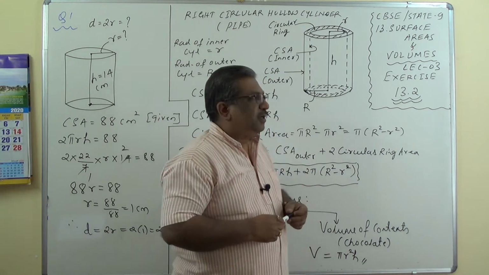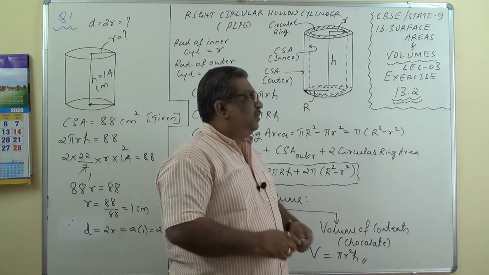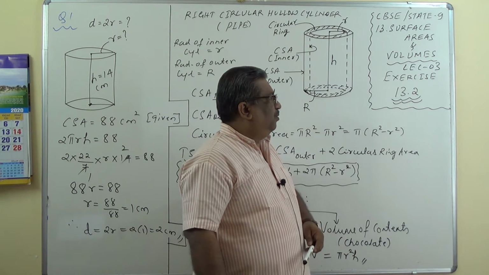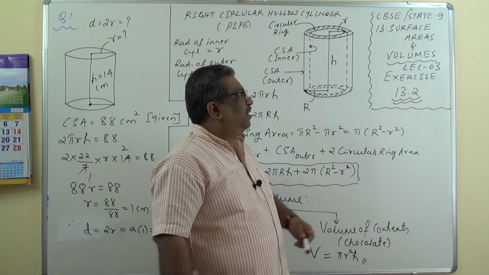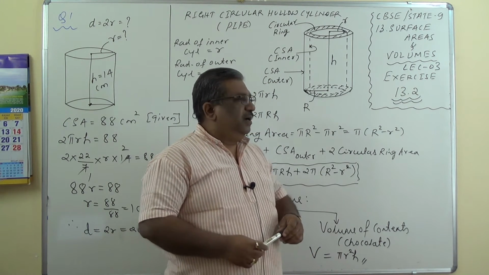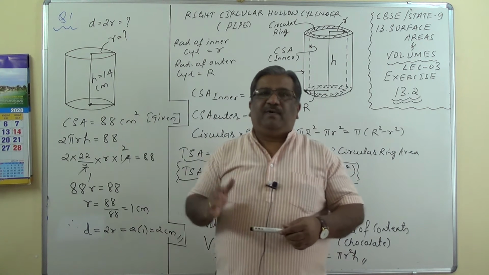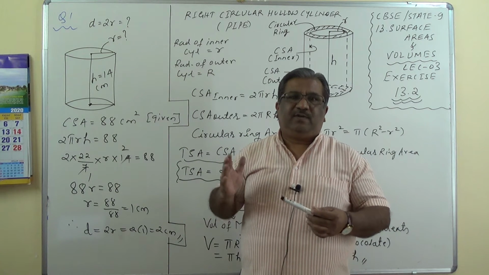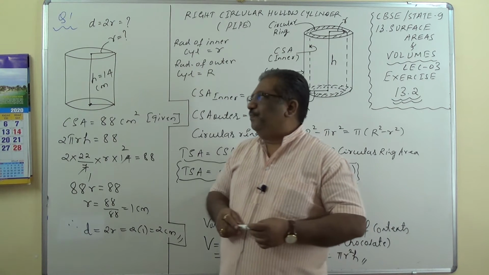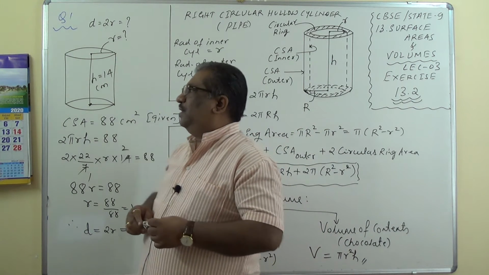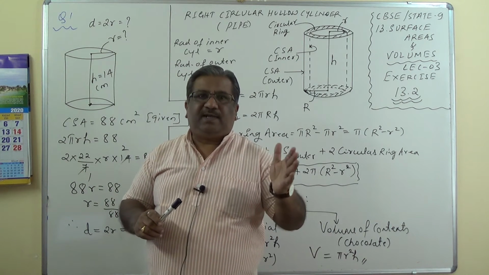Today we'll solve some numericals based on surface areas and volumes of cylinder. That is exercise number 13.2, and one more exercise related to volumes we'll look at. This is lecture number 3, and in my last class we have already studied the formula for the curved surface area, total surface area and the volume of a right circular cylinder. So let us solve the exercises from exercise 13.2 that is related to surface areas and volumes.